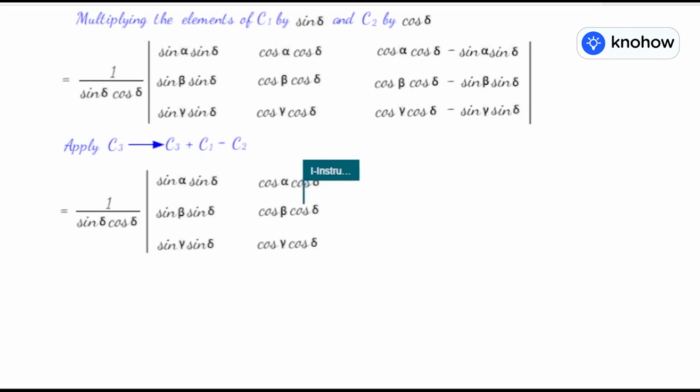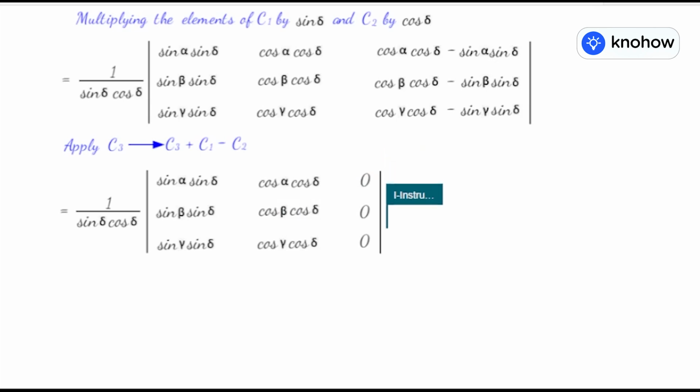But what about the elements of the third column? When you add to the elements of C3 the elements of C1, the terms like sin alpha sin delta, sin beta sin delta, and sin gamma sin delta will cancel, and then you will be left with cos alpha cos delta. But you are subtracting the elements of the second column, so cos alpha cos delta minus cos alpha cos delta will also cancel. So in any case, in the third column you get 0.